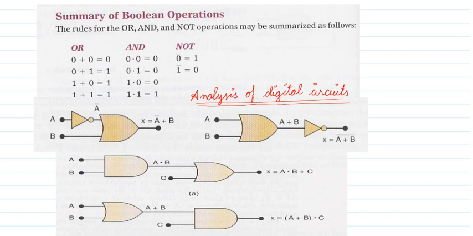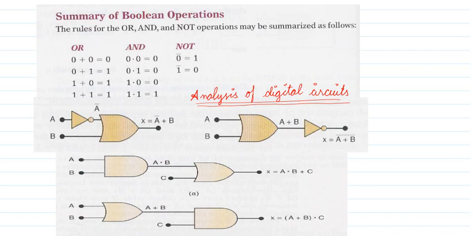Right, so if you look at this is the circuit given. If you want to write the expression for the output, so if the input is A, it is a NOT gate, so here it is A bar, so B is coming, so the output is A bar plus B. Since it is an OR gate, A bar plus B.